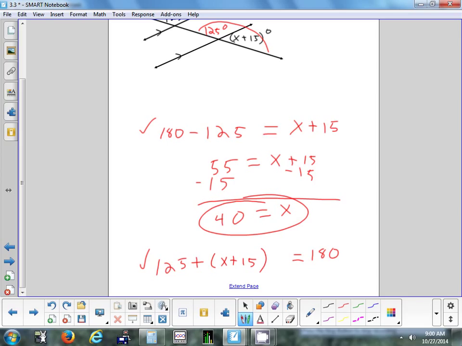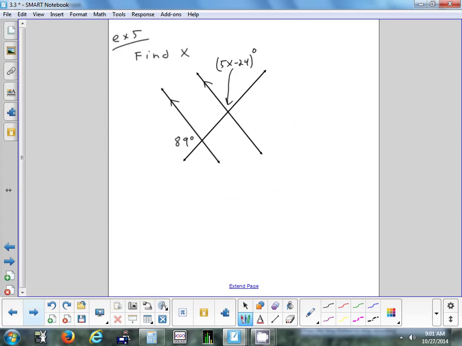Okay. Any questions on that one? All right, so in the homework, you'll have a combination of some proofs and then some numerical ones to solve. All right, let's finish up with this one.